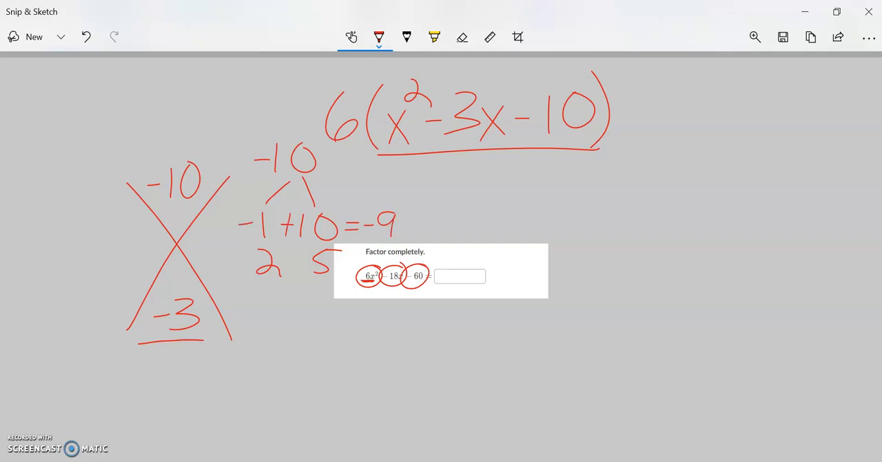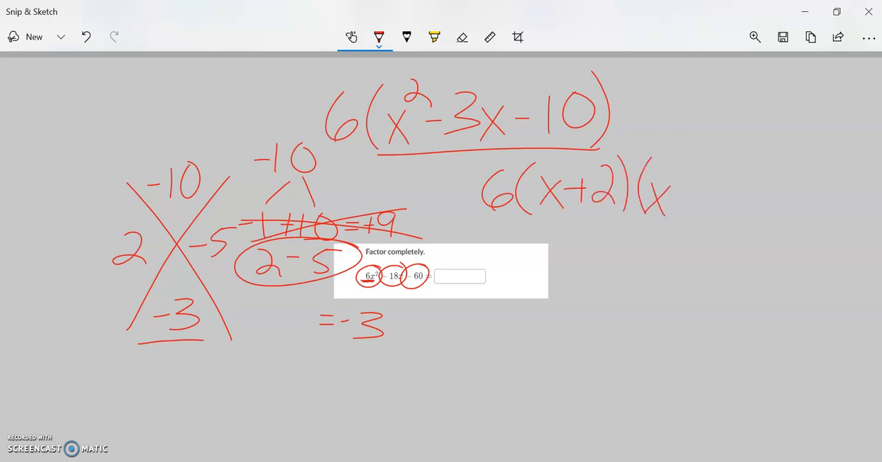If you flip the signs, negative 1 plus 10 is positive 9. Not the right one. Only one option left. 2 minus 5 equals negative 3. Those are our numbers. So negative 5 and 2. So our full answer is 6 times x plus 2 times x minus 5. I'm going to stop there.